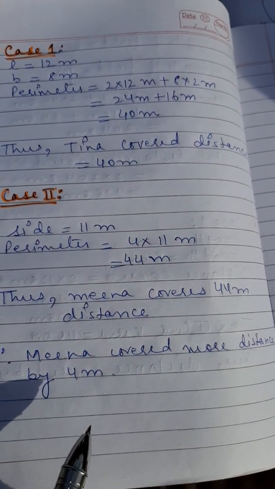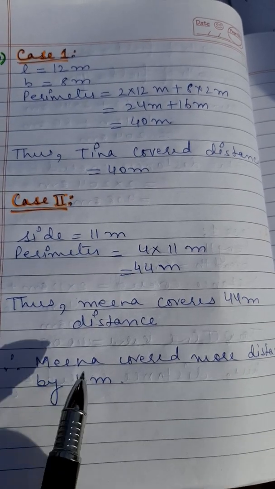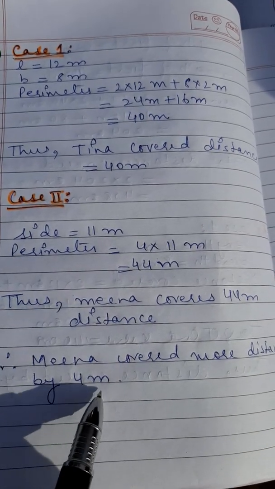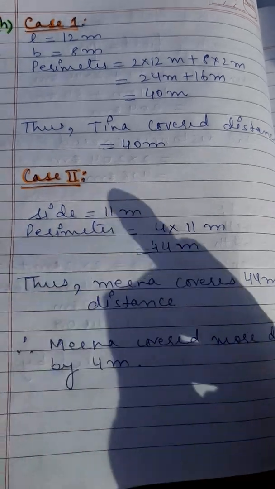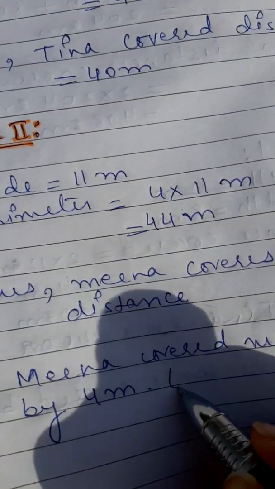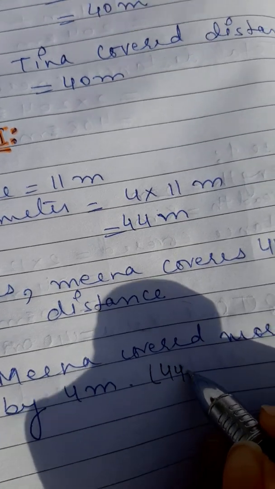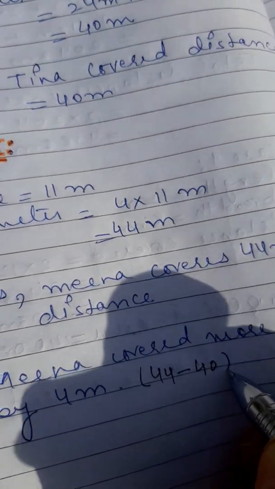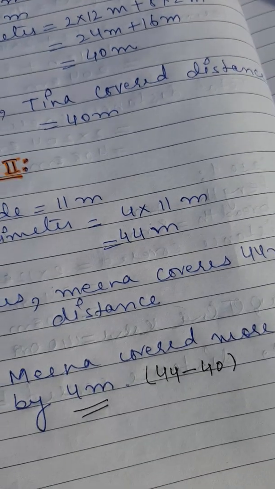And by how much? To find that, we will subtract 40 from 44, and that is 4 meter, right? 4 meter. How do we find this? We subtract 40 from 44, and this comes out to be 4 meter.